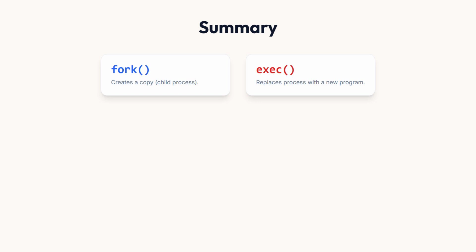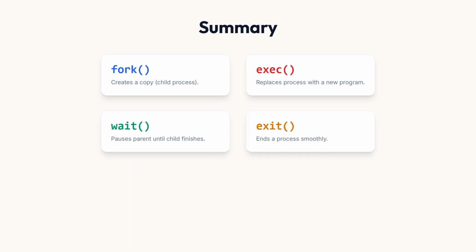So to summarize, system calls are the way programs interact with the operating system. Fork creates a new process. Exec runs a new program. Wait helps processes coordinate. And exit ends a process. Together, these form the foundation of how programs run on your computer.